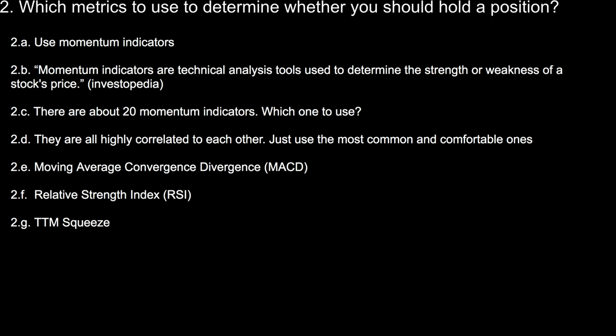And the second topic is which metrics you should use to determine whether you should hold or stop loss a position. The short answer is to use momentum indicators. To quote Investopedia, momentum indicators are technical analysis tools used to determine the strength or weakness of a stock price. However, there are basically 20 momentum indicators. Which one should we use, right? To be honest, they are all highly correlated with each other. Just choose the most common one, and the one that you feel comfortable with and find readable.